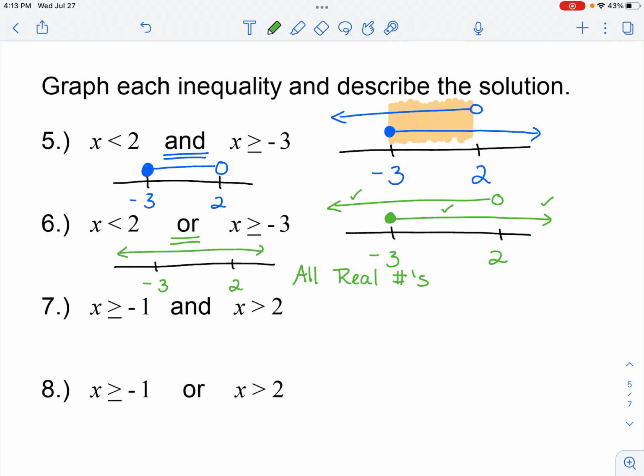All right. A traditional and will have number lines going in opposite directions, facing each other and overlapping in the middle. If I had that set up, but it says or, it's going to end up being all real numbers because of what we've just seen here. Now let's take a look at the next two.